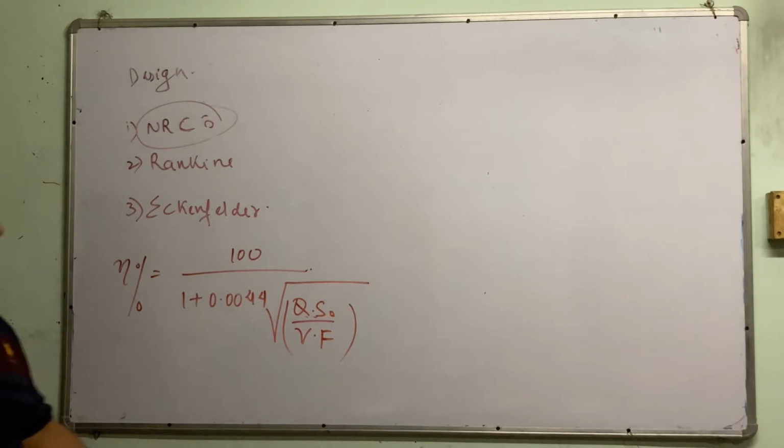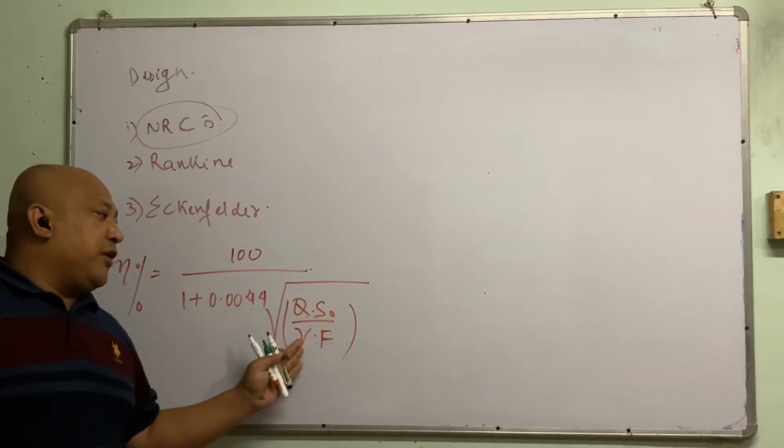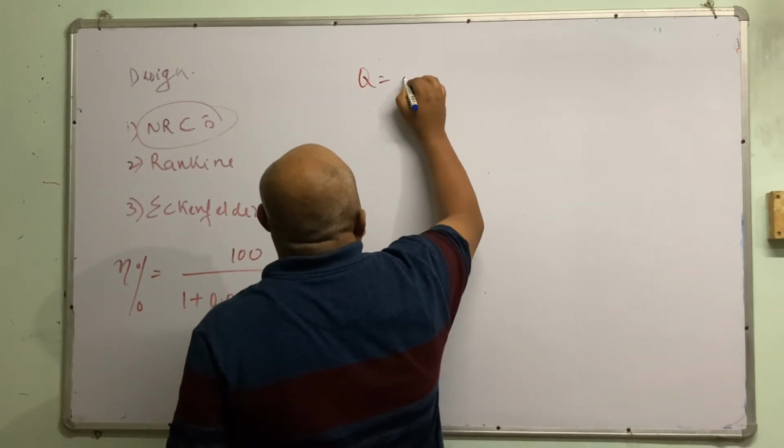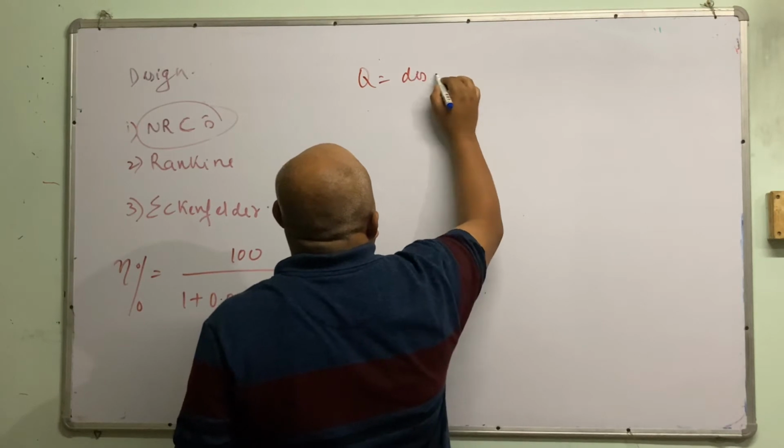Now the question comes: what is Q? What is S naught? What is V? What is F? As we know, Q is equal to discharge.